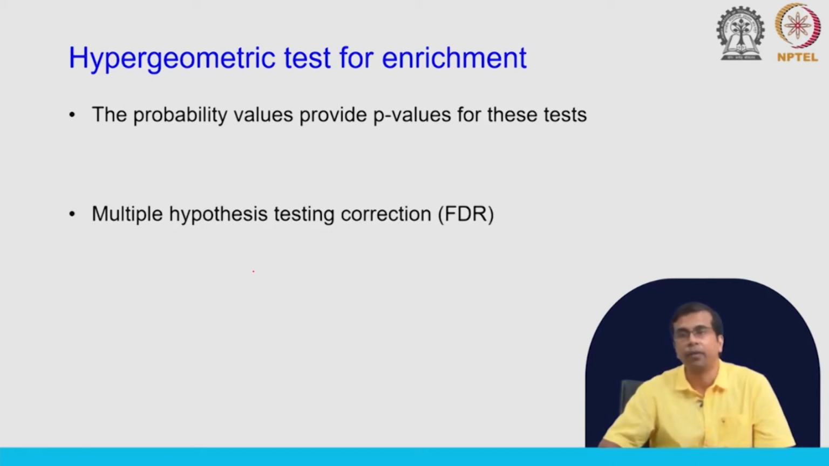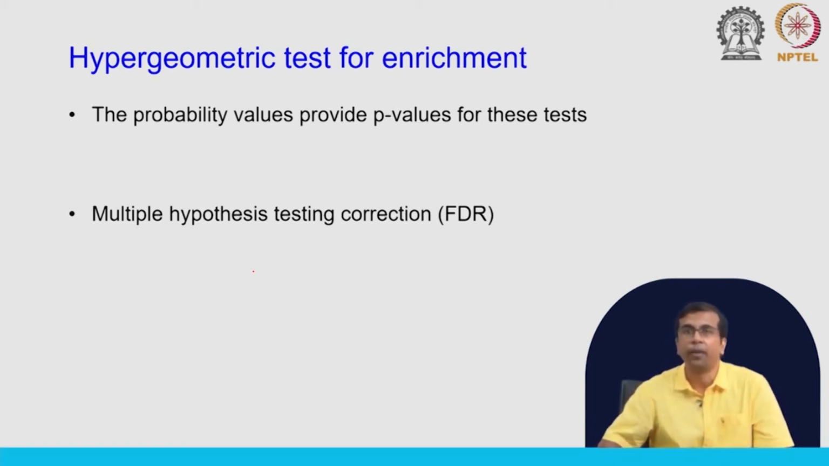After we have got these p values, we have to do the multiple hypothesis testing correction, because we repeat this test for all functional classes, or gene sets. So, if we have let us say maybe 100 functional classes, we are doing this hypergeometric test for all functional classes. So, we are doing 100 tests.